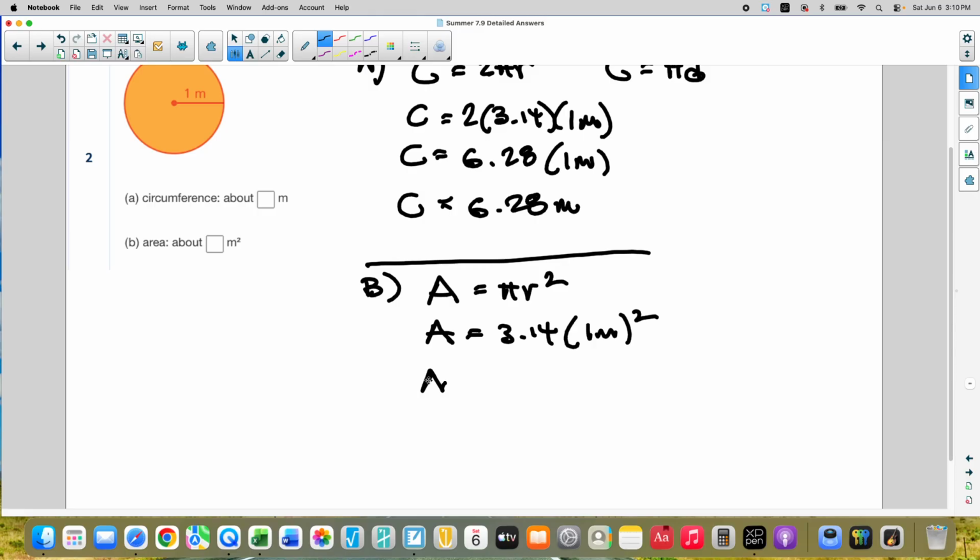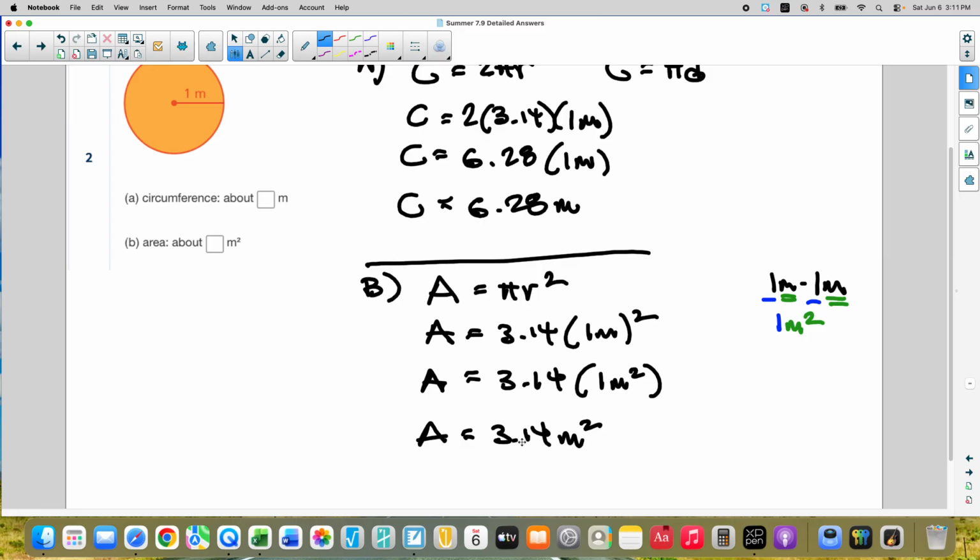So when we have 1 meter squared, that is going to be 1 meter squared. When we have 1 meter quantity squared, it equals 1 meter square. So 1 meter times 1 meter, you're going to multiply 1 times 1, which equals 1. Then you're going to multiply meters times meters and that gives us meters squared. Completely different. Notice this square is outside. This square is only affecting the meter. So we'll do that, and we end up with 3.14 meters squared.